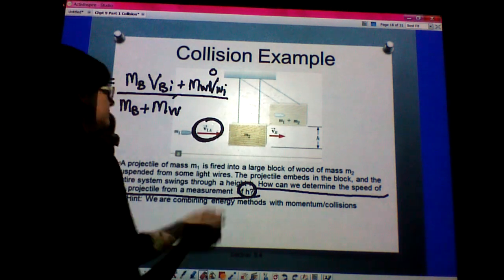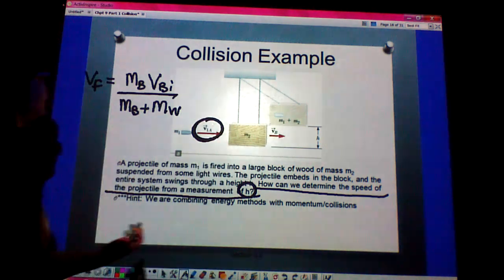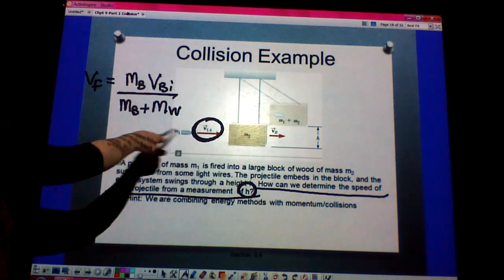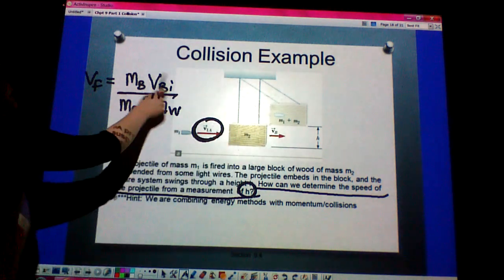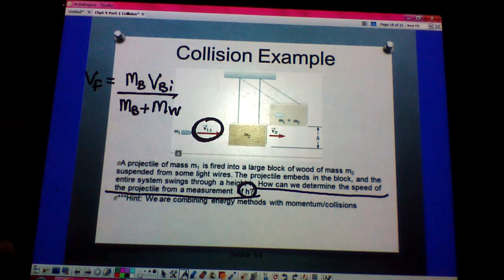Okay? So let's go back. I'm going to erase this to simplify it down for us a little bit. So I know that the final velocity of both of these together is going to be the mass of the bullet times the velocity of the bullet initially over the two masses combined. So that's one thing that I know.